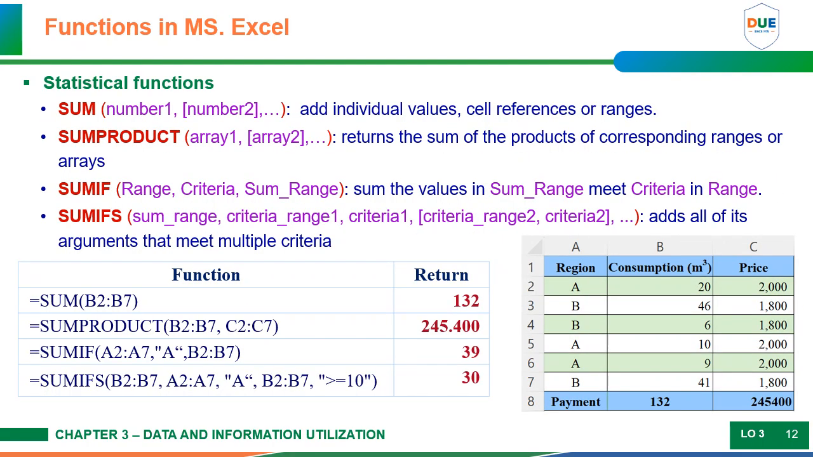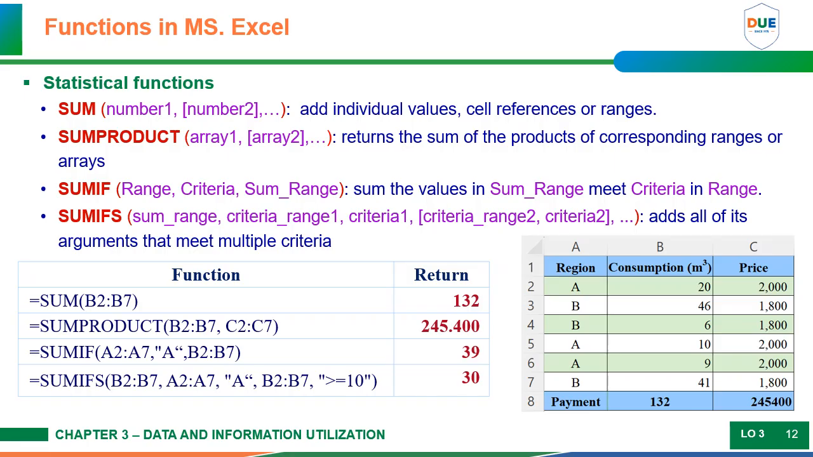Statistical functions for total values are similar to the average functions. SUM calculates the total of numerical values. SUMPRODUCT calculates the sum of the products of corresponding arrays. SUMIF calculates the total in a given range, sum_range, where another range meets a specified condition, criteria. SUMIFS calculates the total based on multiple conditions.